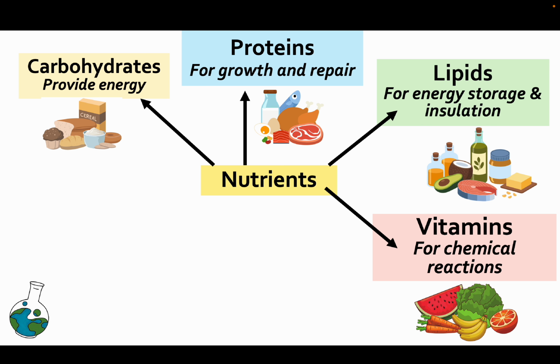Vitamins. Vitamins help control chemical reactions and keep the body healthy. Examples include vitamin C in fruit and vegetables, and vitamin D in fish, eggs, and from sunlight.